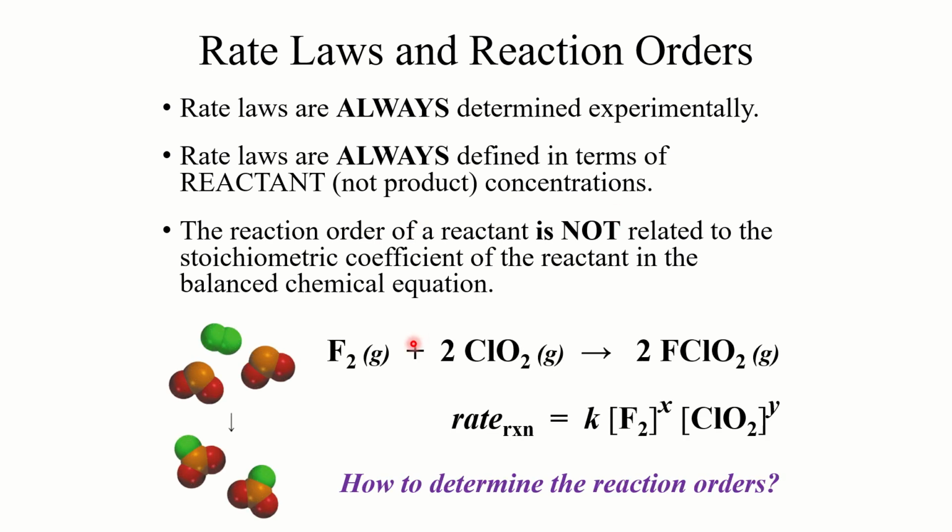So suppose you had a reaction F2 plus 2ClO2 forms 2FClO2. So our generic rate law would be rate of reaction equals k times F2 to the x power times ClO2 to the y power. Again, do not put the coefficients up top. Sometimes they will match. It's possible that the coefficients will match the reaction order, but you cannot immediately assume that. You need to determine the reaction order experimentally.